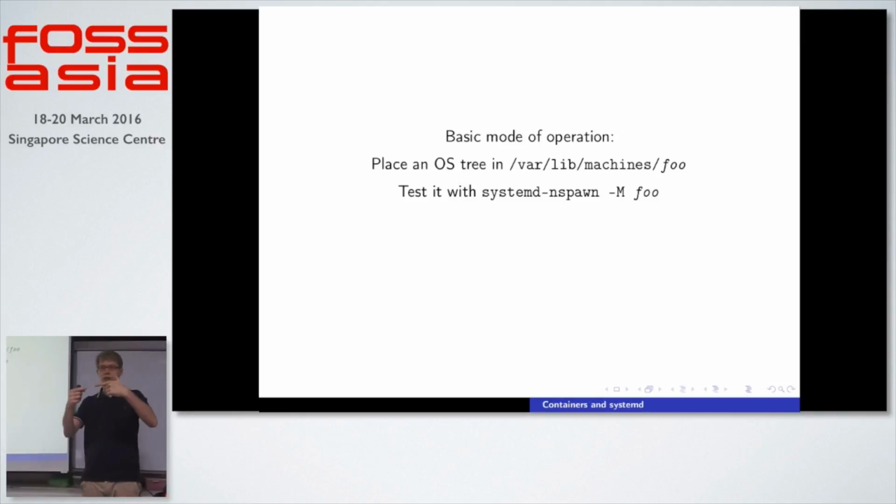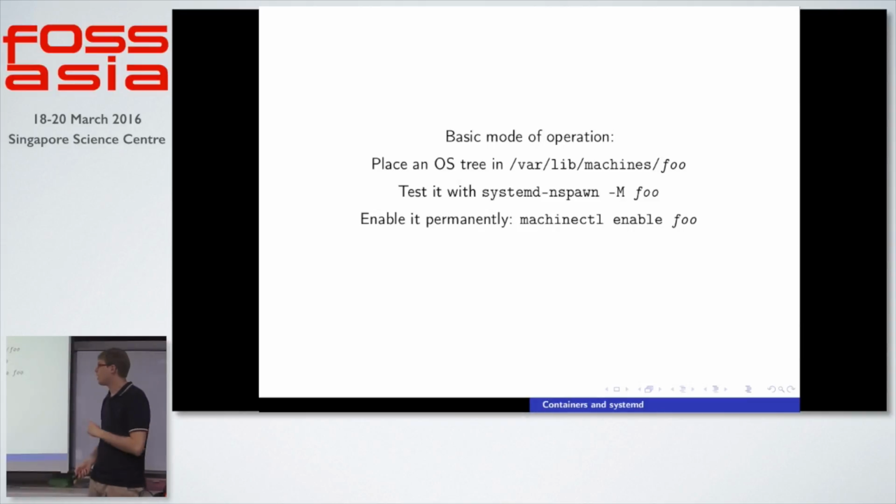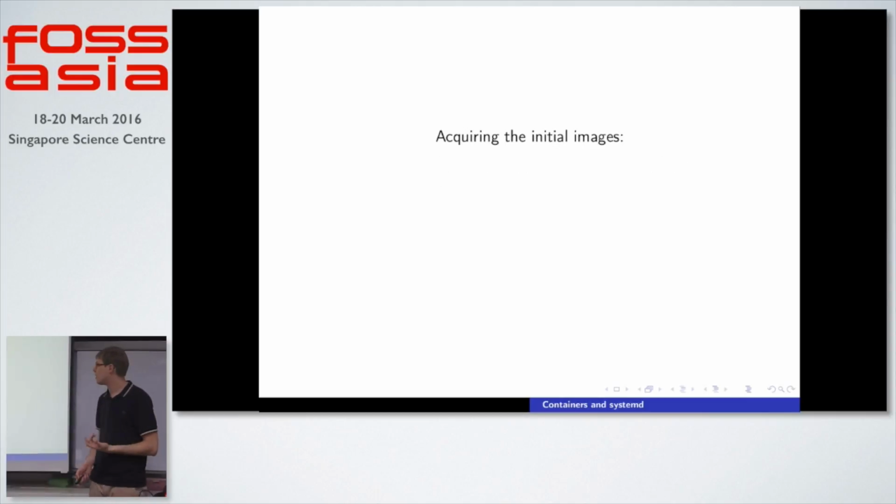And then, if you run that, and if I had time, I would actually show that here, you will just get the boot logs, and then you get your login prompt. You can log in inside of that container. And if you're happy, you can enable it permanently by doing machinectl enable foo, right? Which basically says, now enable this so that at next boot it's started automatically. This is really the basic mode of operation.